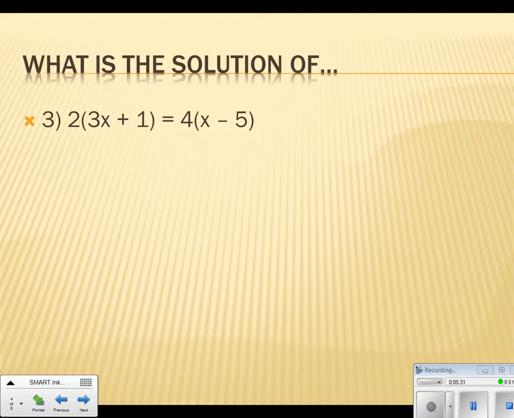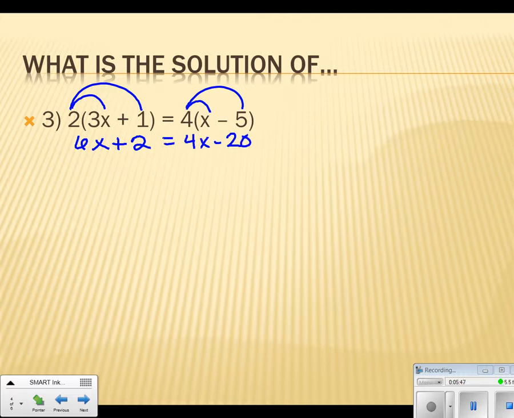This next problem, we have parentheses. So we want to get rid of the parentheses by using the distribution property on both sides of the equal sign. Then we want to combine the like terms on both sides. If you look, we don't have like terms. Now we want to get the x terms to the left, so I'm going to take the 4x from the right and move it over to the left by subtracting it.